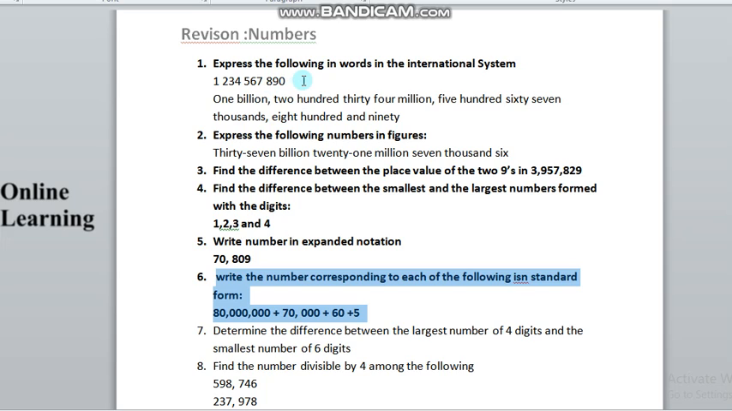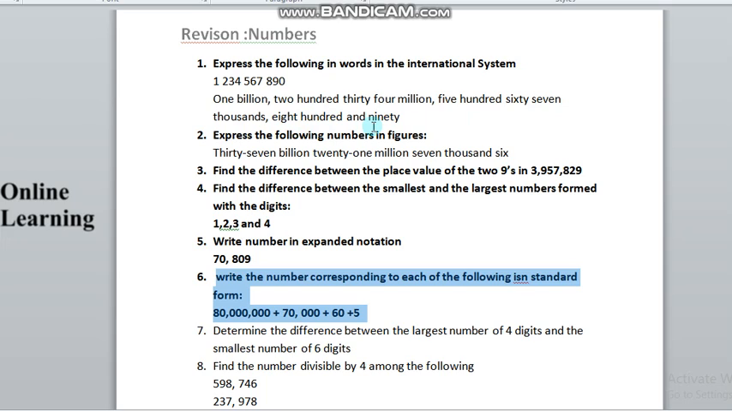Question 1: Express the following in words. We have a number, this one. Then we have to write it in the international system but in words. So we have a 10 digit number beginning with billion. Then we have 1 billion, 234 million, 567,890. That is very basic, because you studied these things even in class 3. In class 3 you studied thousand, in class 4 you studied million, in class 5 you studied billion.